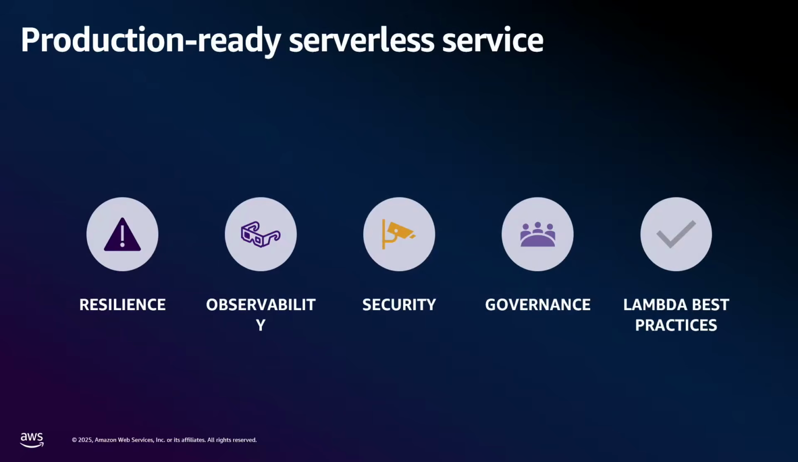And to make this service truly production-ready, we need to focus on these key areas: resilience, observability, security, governance, and then the Lambda best practices. Each of these plays a crucial role in creating a robust, reliable, and efficient serverless architecture.